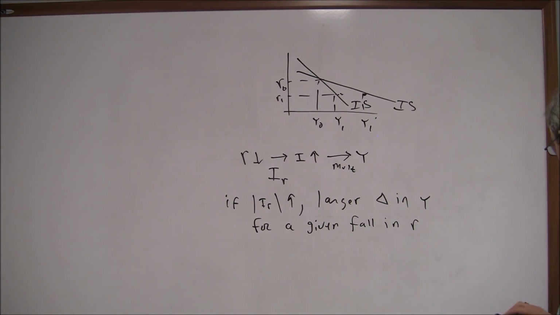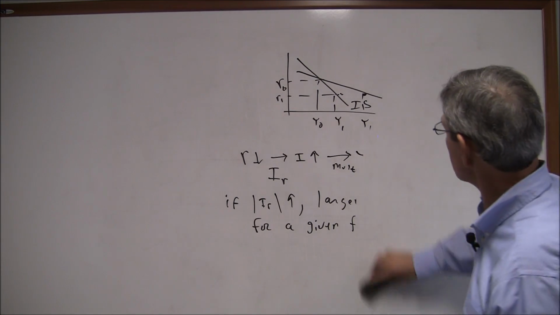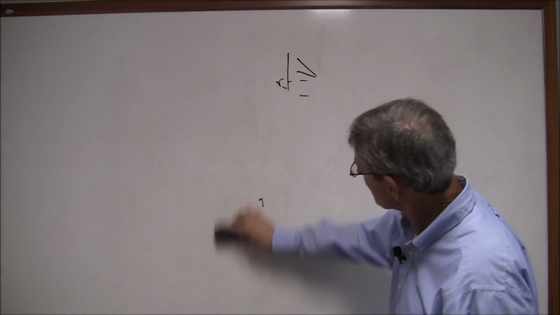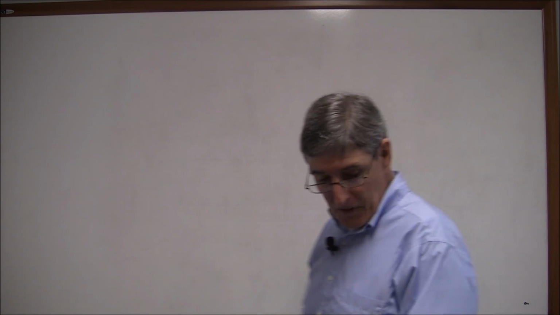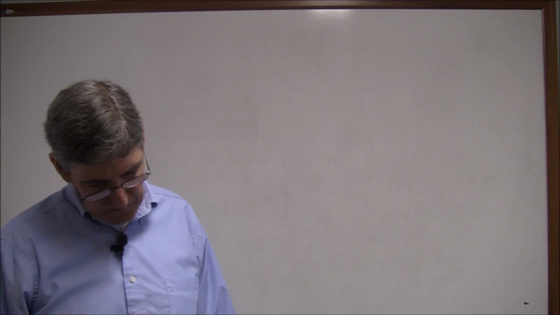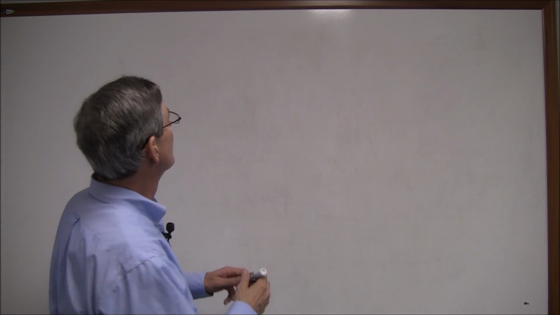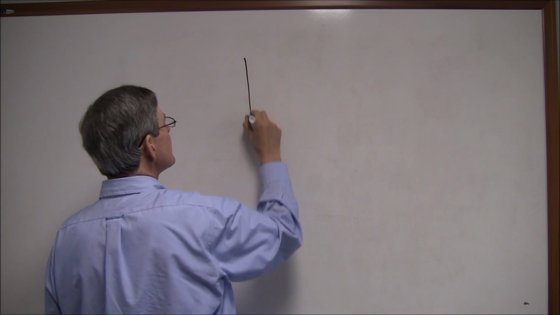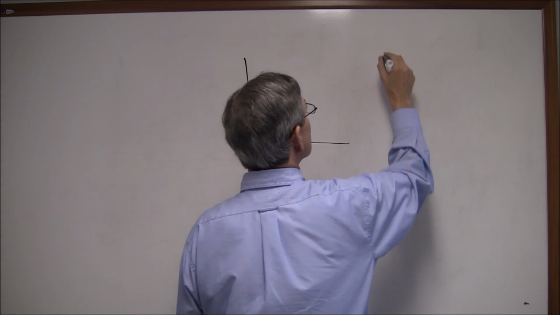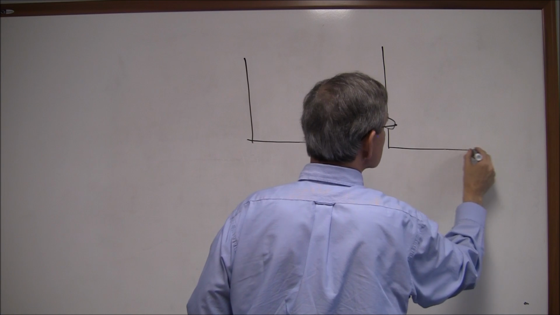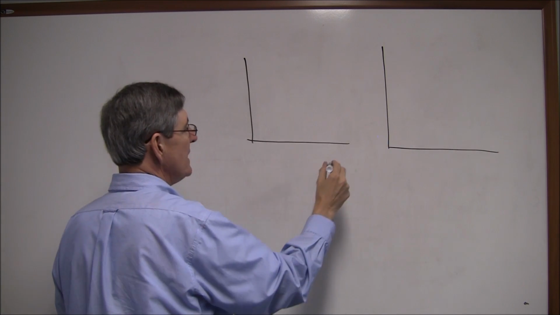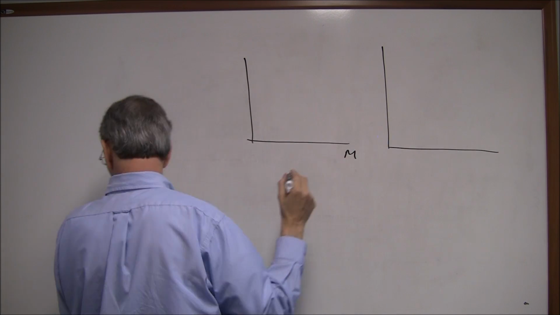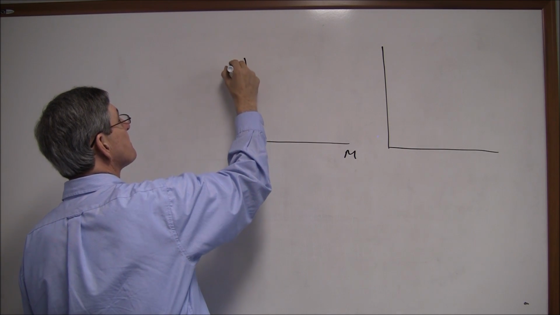And sorry to have to backtrack like that. So let's get back on track. Too many tracks. All right. So we've derived the LM curve. Let's do shifts in the LM curve. So what's going to make the LM curve shift? The main thing I want to focus on is a change in the money supply. So let's do that.